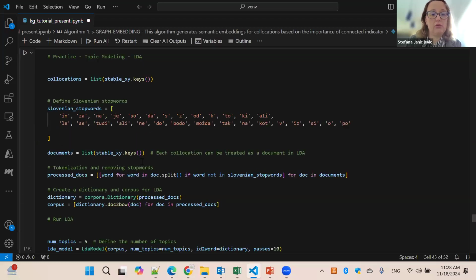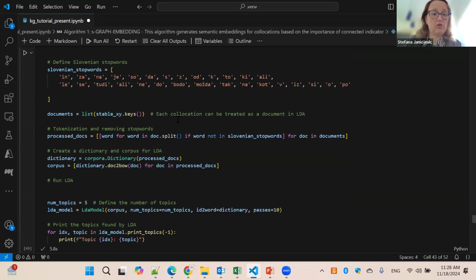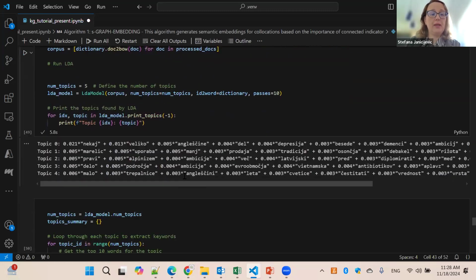LDA model here, you can see, so each collocation can be treated as a document in LDA because it's an algorithm prepared for document processing. We are removing just some stop words. Here, do tokenization, create a dictionary and corpus for LDA, and got some topics here. So for every word in our part of speech, I have a value with some kind of coefficients.